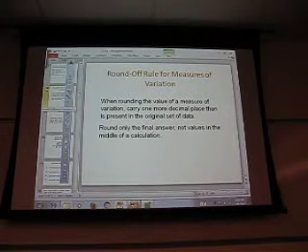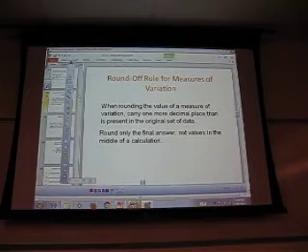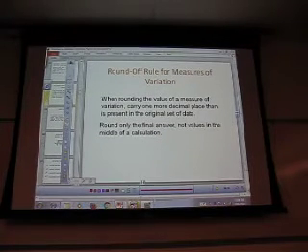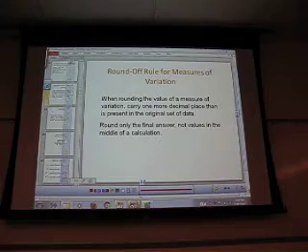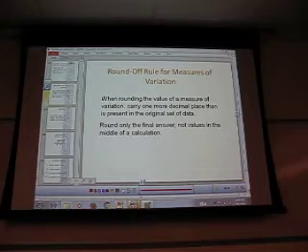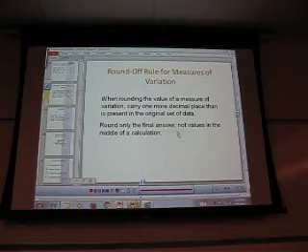Okay. Rounding rules for measures of variation. Again, standard deviation and variance should have 1 more decimal place than the original data, same as the mean. And make sure you round only the final answer, don't round along the way, only round at the end.